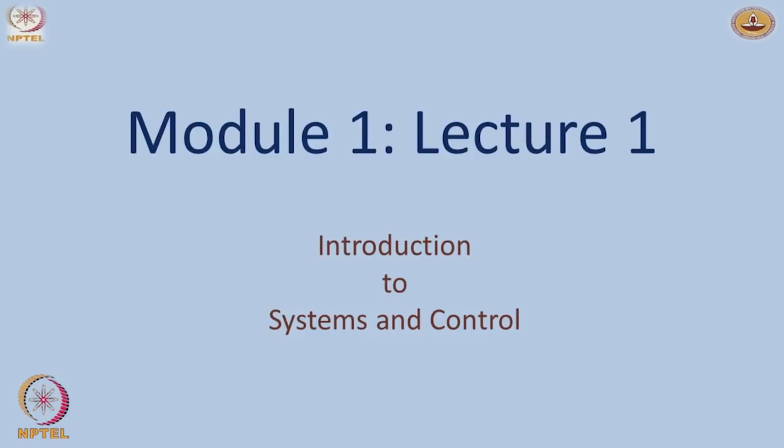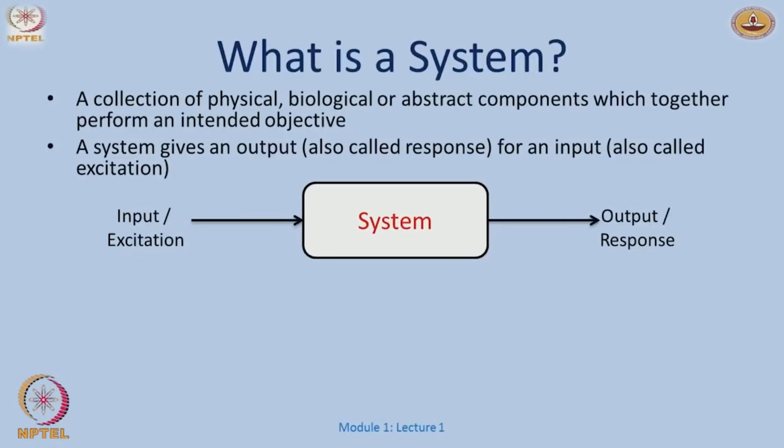Okay. So, let us start by defining what is a system. It could mean several things, but we will restrict what makes sense for us in the course. Right? So, by definition it could be a collection of some physical components, biological components, sometimes even abstract components which talk to each other to perform an intended objective. From the control point of view, we can say that a system, when subject to a certain input, also called excitation, gives a certain output, right.